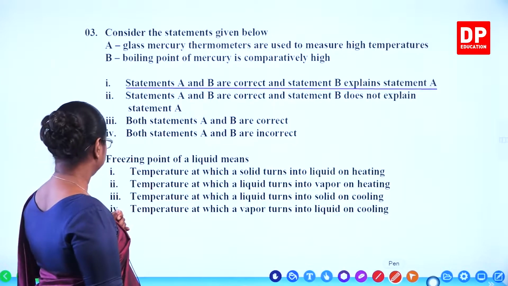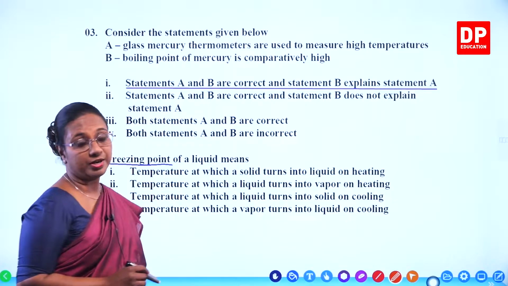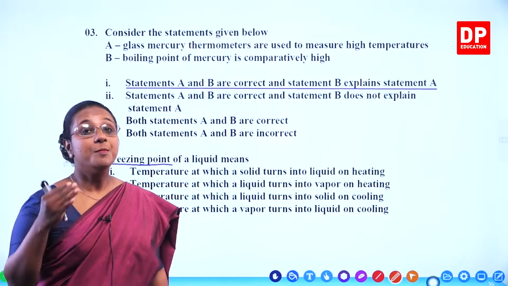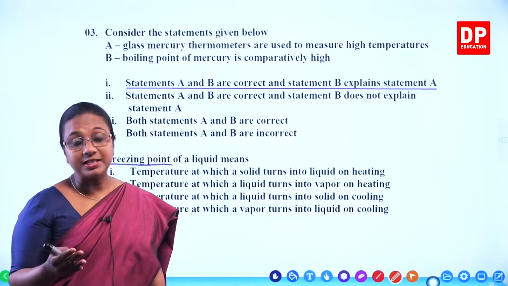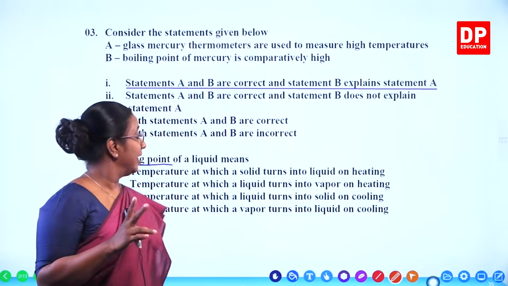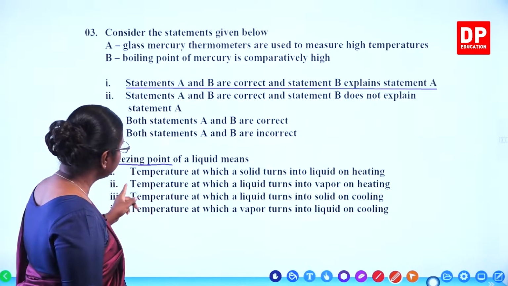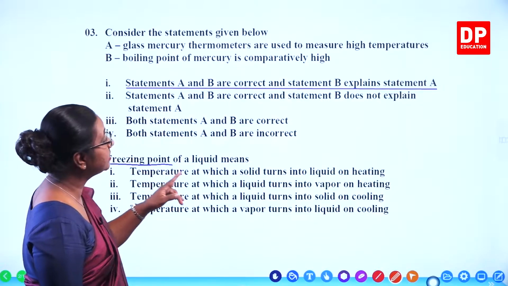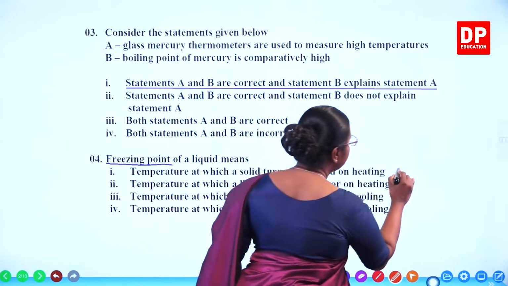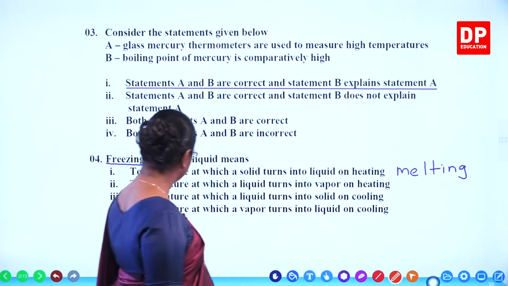Then the fourth question, freezing point of a liquid. So here it is the freezing point. You all know students, melting point and freezing points, they have the same value. Melting point is the solid becoming the liquid and the freezing point is the liquid becoming the solid. So if we look at the answers given, temperature at which a solid turns into liquid on heating. What is that? As I told you, that is the melting point. So this is not the correct answer.